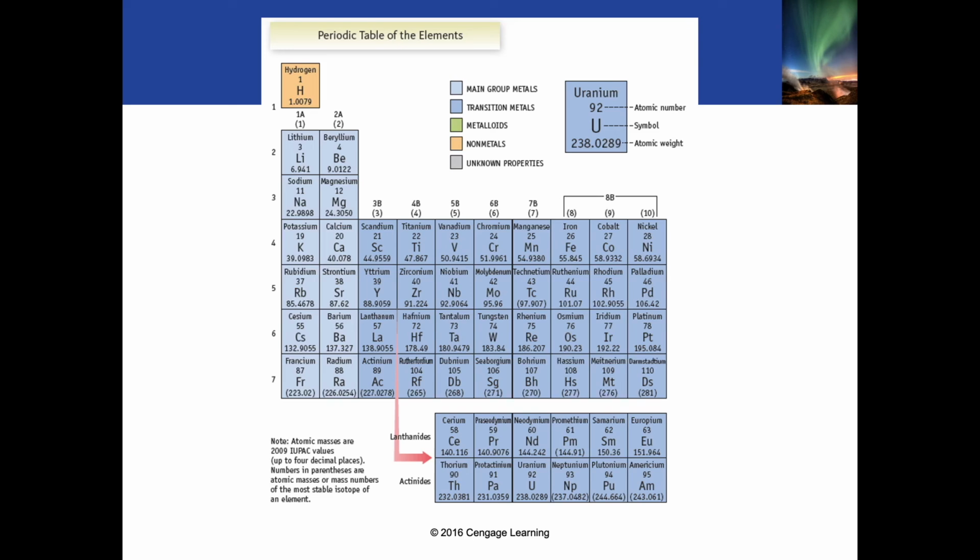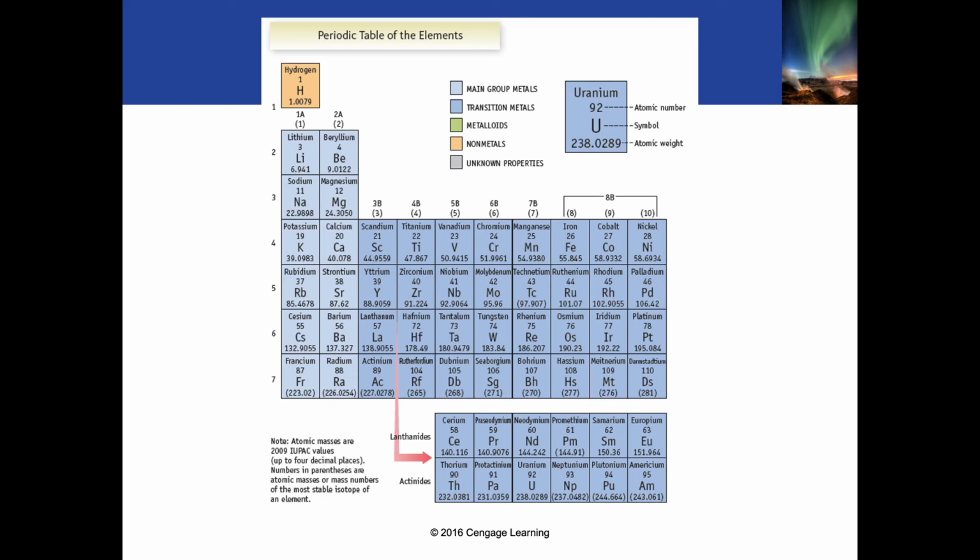The atomic number is the same as the number of protons, right? And in an uncharged element, it's also the same as the number of electrons. And then the symbol here, U for uranium, is the symbol. And the atomic weight is actually the number of protons plus the number of neutrons in the nucleus, okay?